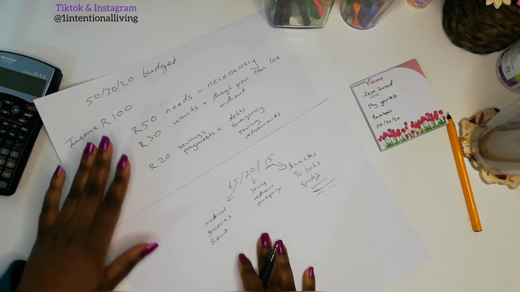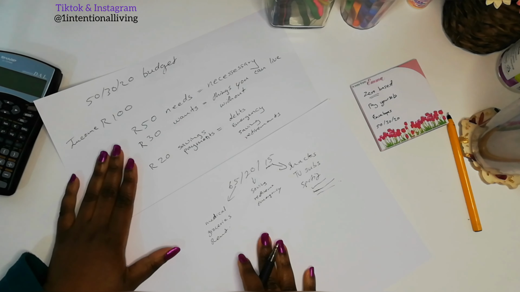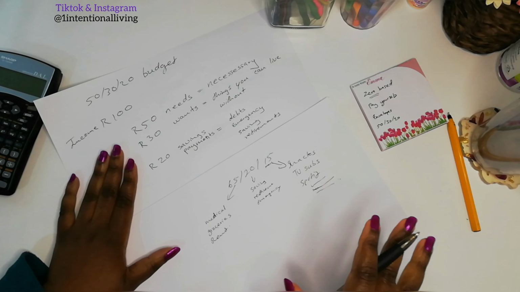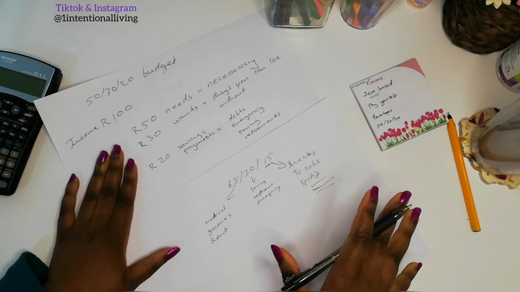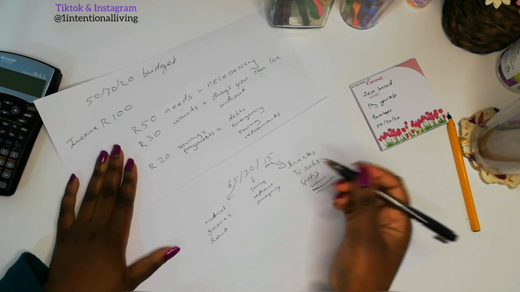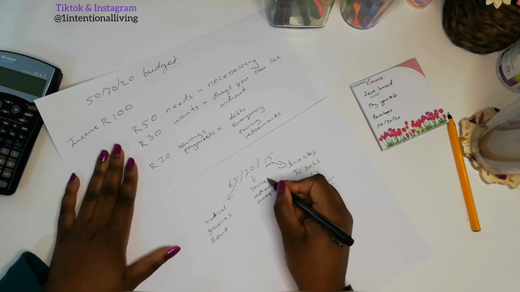So basically this is my main method. And then I use envelope challenges to build up other funds. So for me, the envelopes are not my main budgeting method. They are a secondary way of saving money. So more or less, it's somewhere here.